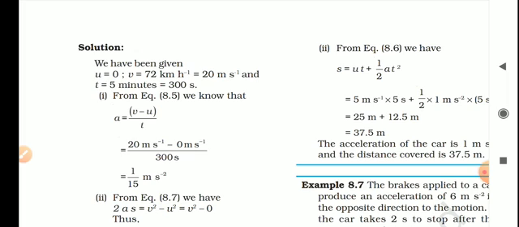So acceleration equal to change in velocity divided by time. So v minus u divided by t. 20 minus 0 divided by 300 equal to 1 by 15 meter per second square will be the acceleration.